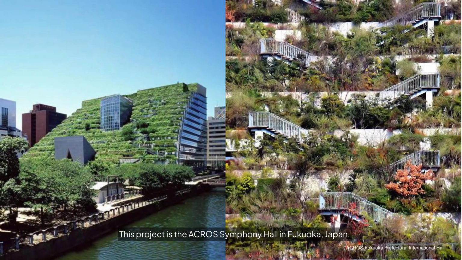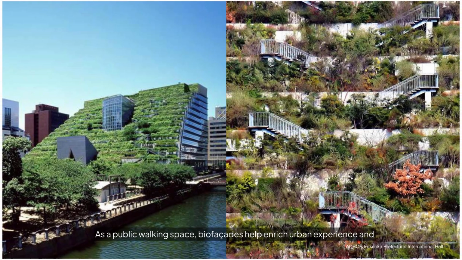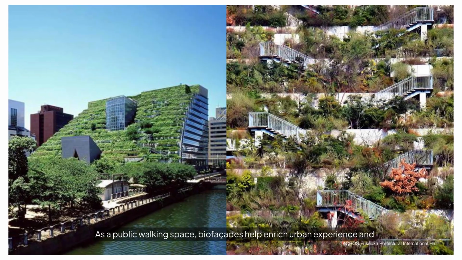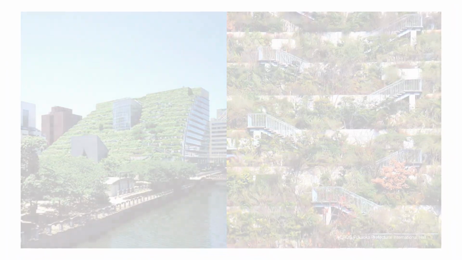This project is the Acros Symphony Hall in Fukuoka, Japan. This biofacade application exemplifies both social and ecological functions, where the public can freely access the terraced park on the facade. As a public walking space, biofacades help enrich urban experience and reinforce the openness and connection between people and nature.